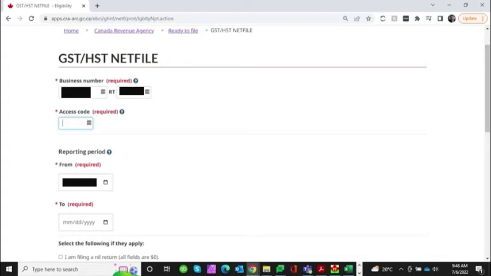The next thing is the 4-digit access code. As I explained, this will be provided to you by CRA, and in case you've lost that letter, you can always call CRA and get that access code from them. You can also get the access code online. Reporting period: you need to know your reporting periods.